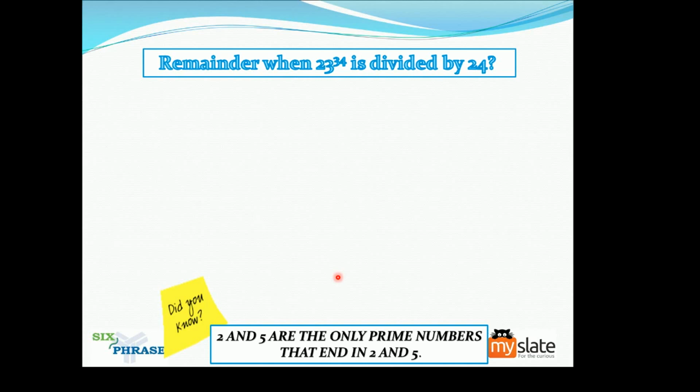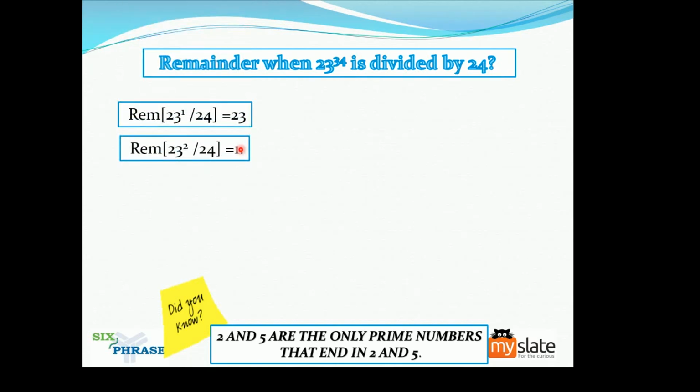So here it is 23 power 34. So you start by 23 power 1 divided by 24. So the remainder of 23 power 1 divided by 24 is 23. 23 square divided by 24. Okay, 23 square, guys, is 529. Okay, so when you divide that by 24, you will get a remainder of 1. Okay, so now what do you see?